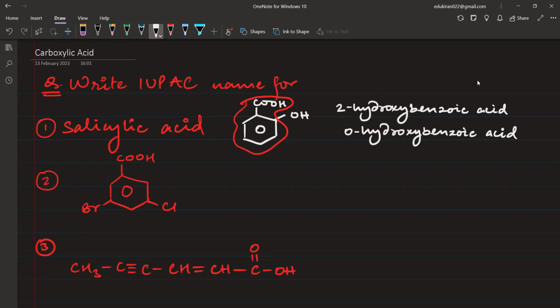See, if you start, this is benzoic acid. So obviously, this is the first carbon atom. Okay, this is the first one.